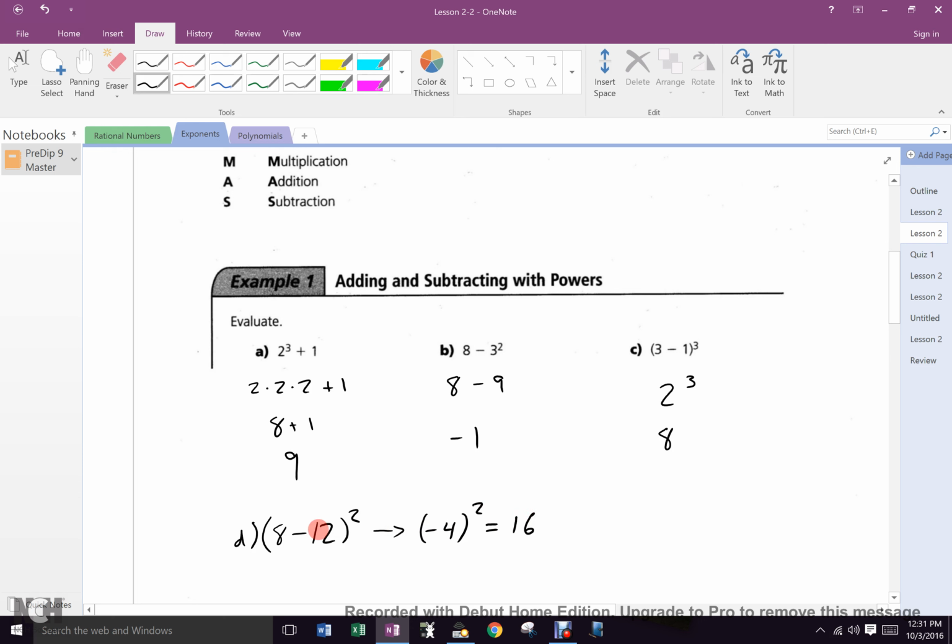Positive 16. See, the brackets are just like they were in absolute value and in regular rational numbers. I have to do them first, which got me a negative. Now, because these brackets were here, that negative is still the base. Do you understand that? What if I had 8 minus 12 squared, without the brackets? Now what do I have? 8 minus 144, which is negative 136. Are you all good with that? Yeah. Because the base here is only the 12. Because exponents are all about the base.